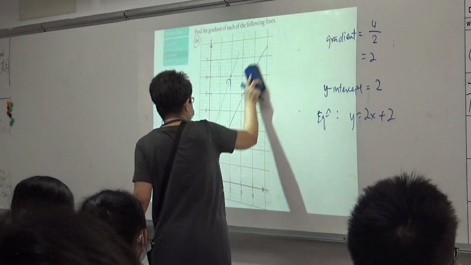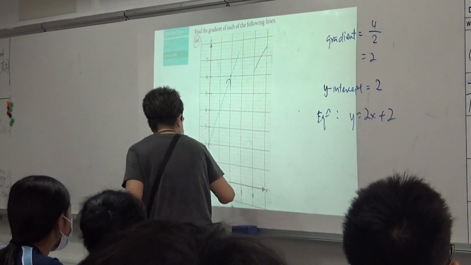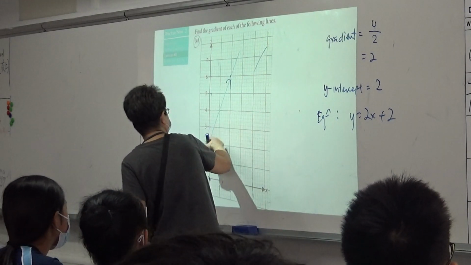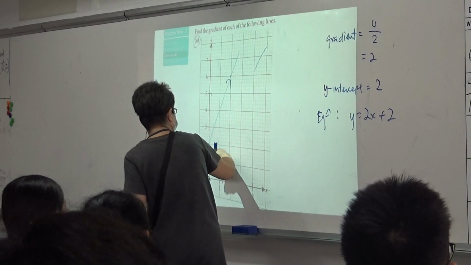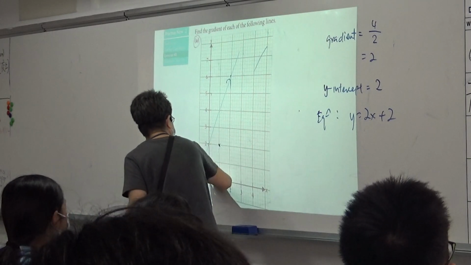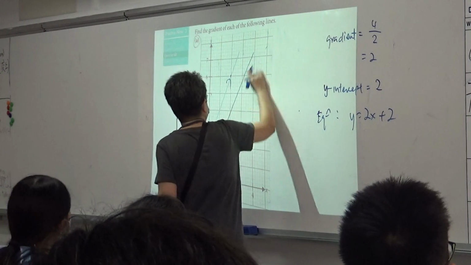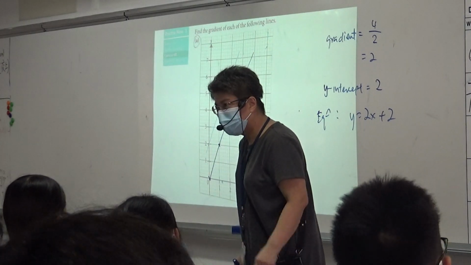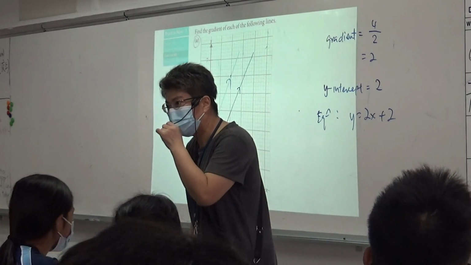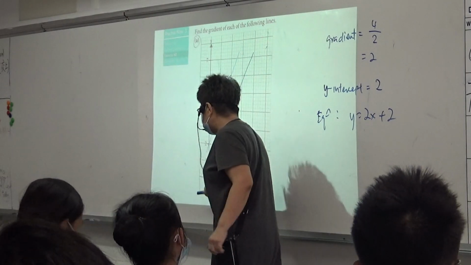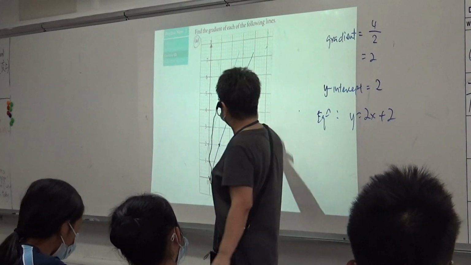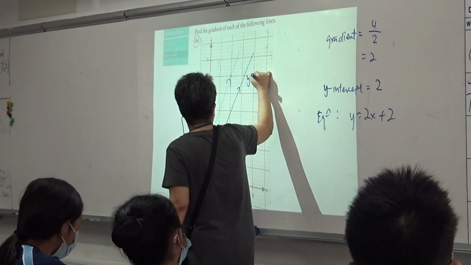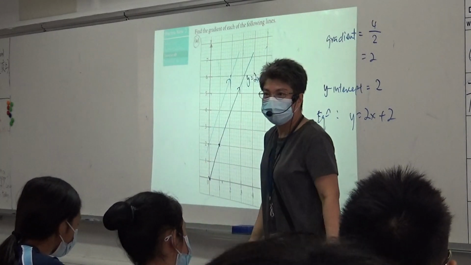Oh my God. So let me draw it parallel. Down 1, 2, so 1, 2, so. Okay, parallel. I will know that the gradient is 2 also, right? Because parallel lines have the same gradient. But what's the y-intercept of this graph? 0. So this equation is what? Just y equals to 2x.